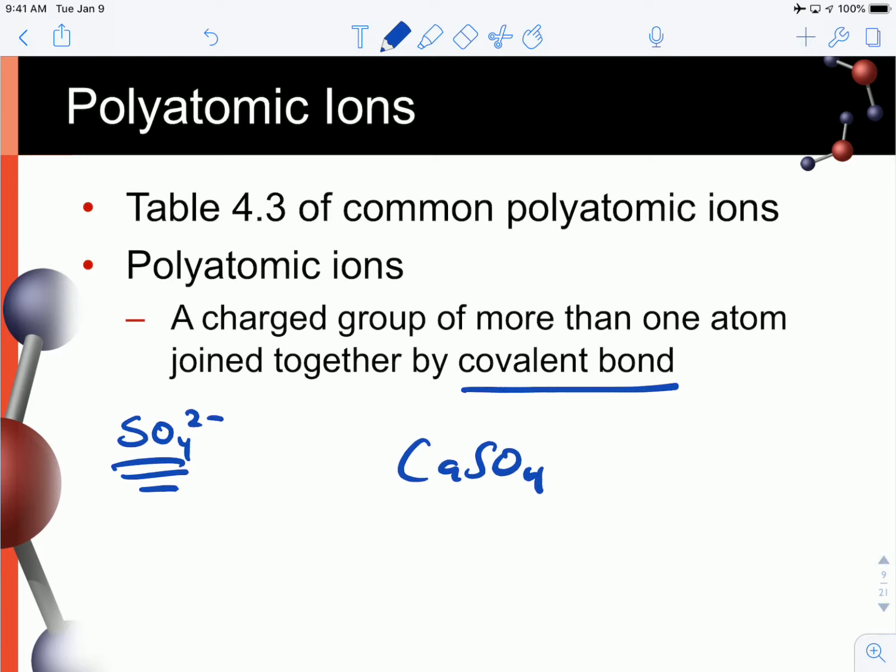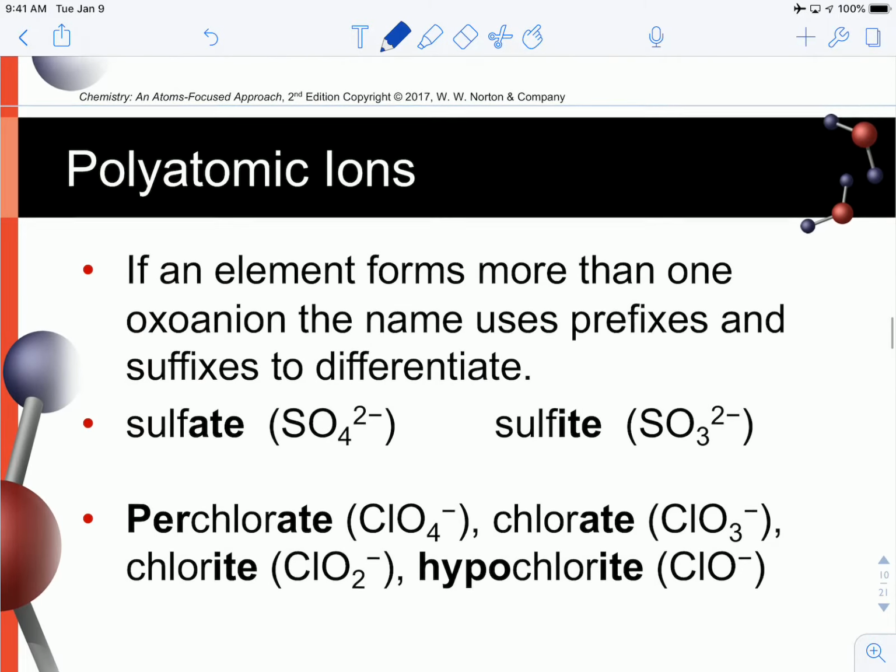And notice the charges are balancing. Calcium's 2 plus and sulfate is 2 minus. And if this went through some sort of chemical reaction or it dissolves in water, you get something like this. You don't get the sulfate coming apart into individual sulfur and oxygen atoms. It stays as an ion. And this would be kind of the solid dissolving in water. So it's important that you actually start to get familiar with these polyatomic ions.